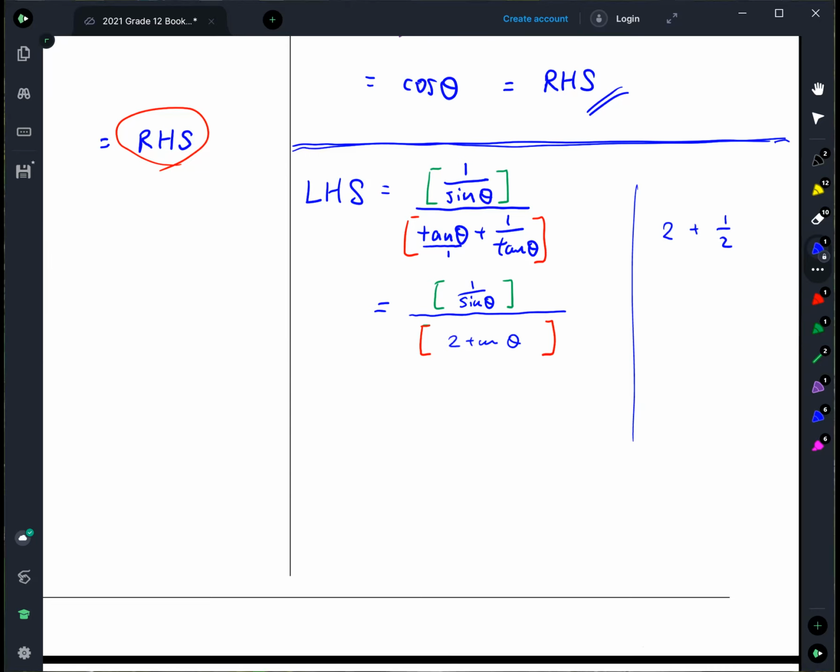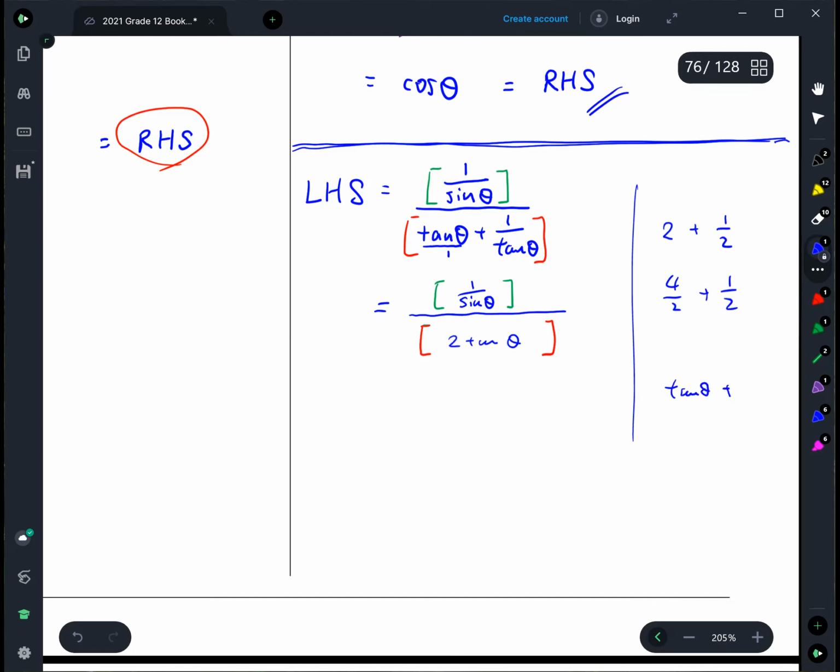So you turn the 2 into 4 over 2, right? Yeah. Plus 1 over 2, correct? Yeah. You do the same thing here, okay? You have tangent plus 1 over tangent. So I need to turn the tangent into what? Fraction. Yeah. So what over what?